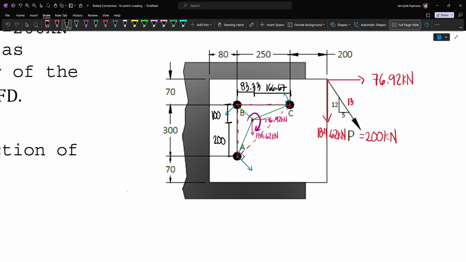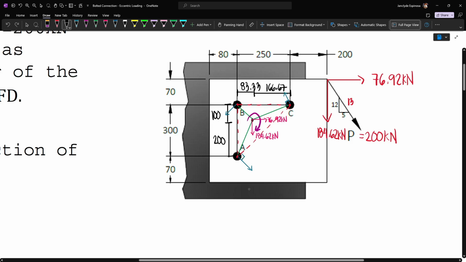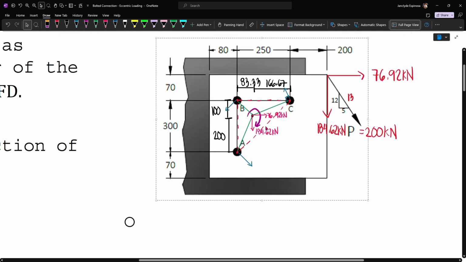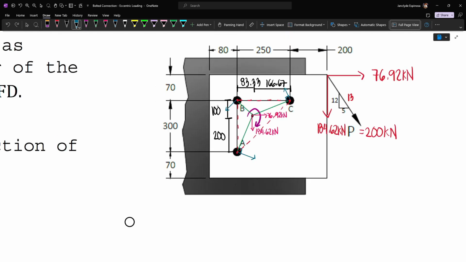And so now, if you're to draw the FBD of each of the bolts, then the bolt at A will have these reactions. Now, by the way, there's something wrong with the figure. This must be perpendicular to the green line, not the red line. So let me just rotate this. This is now our force, and this is also perpendicular.